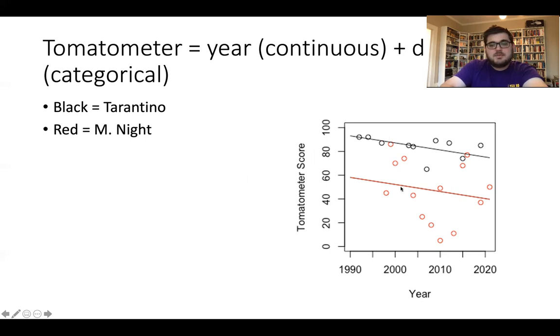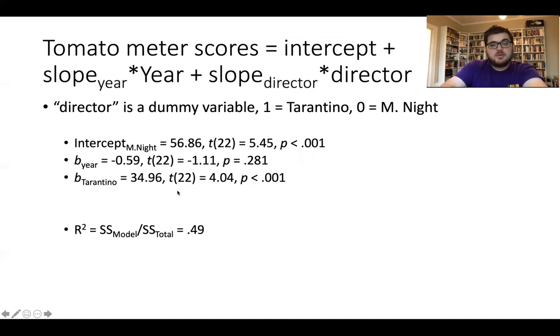Is that gap between the red line and the black line far enough away from 0? Like, is this gap larger than 0 so much so that we can reject the null hypothesis? That turns out to be a yes. P less than 0.05. That means that this 35 tomato meter score gap between the two directors is statistically significant.